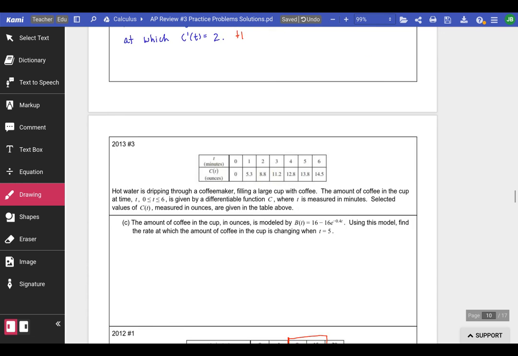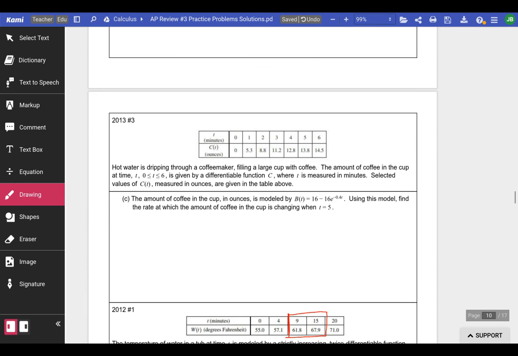All right, for the last part, they're giving us a function to model the amount of coffee in the cup. Using this model, find the rate at which the amount of coffee in the cup is changing when t equals 5. So they want to know the rate that something is changing at a specific point in time. That means we need to find the derivative to get that instantaneous rate of change. So what we need is B prime of 5.